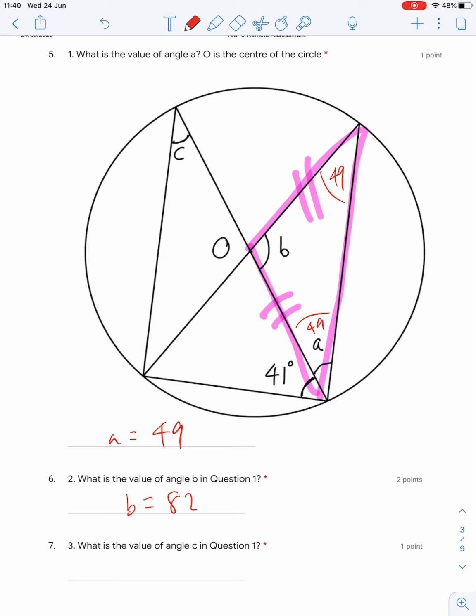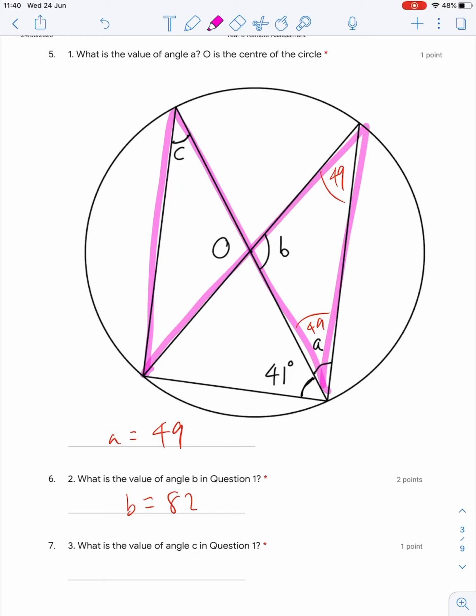And C, if you look at where the 49 that you've just discovered is, angle C there is the same as that angle up there. They're called angles in the same segment. So C is also 49.